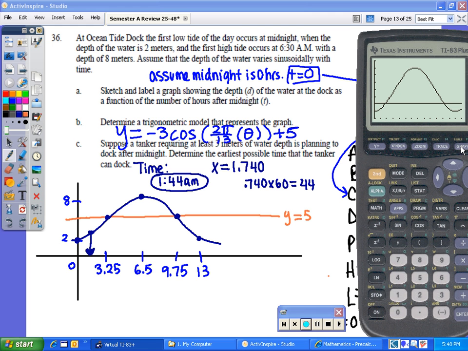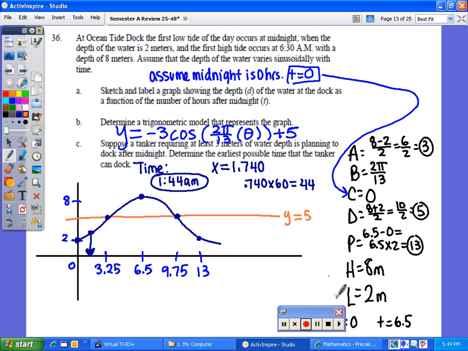So it wants to know the earliest possible time. So here is the earliest possible time. So what you're going to do is press second trace number 5, and you want to try to get as close to that earliest possible time as possible. Now it's going to take a little while, so you can just press the down button and it'll bring you closer. And then just press enter 3 times, and you wind up getting 1.74. Now that's the decimal representation of time. So we want to change only the decimal, not the 1, because the 1 is the hour. So we want to know how much time in minutes was 0.74. So you just do 0.74 times 60 and you get 44. And that means that at 1:44 a.m. is the earliest time that we hit 3 meters.